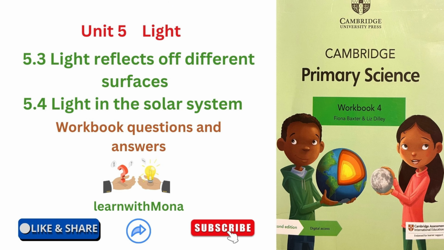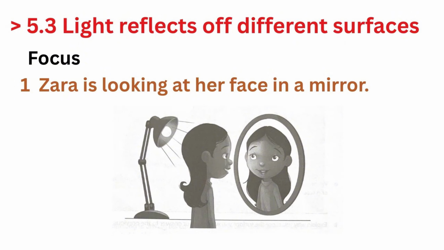Today we are going to do the exercises from Cambridge Primary Science Workbook 4. 5.3 Light reflects off different surfaces. Focus. Question number 1. Sarah is looking at her face in the mirror.